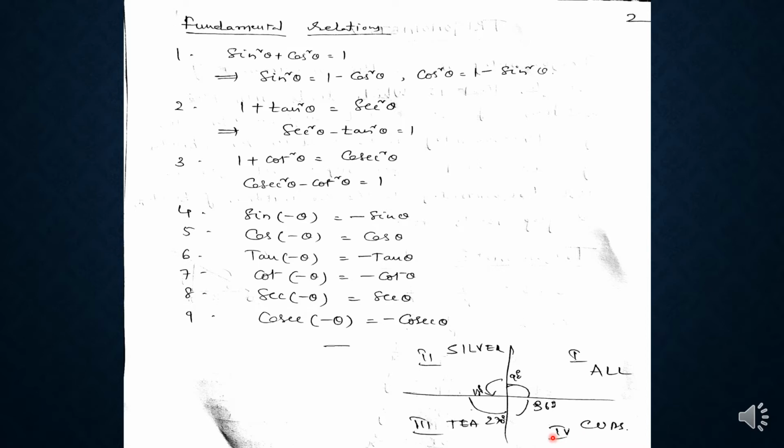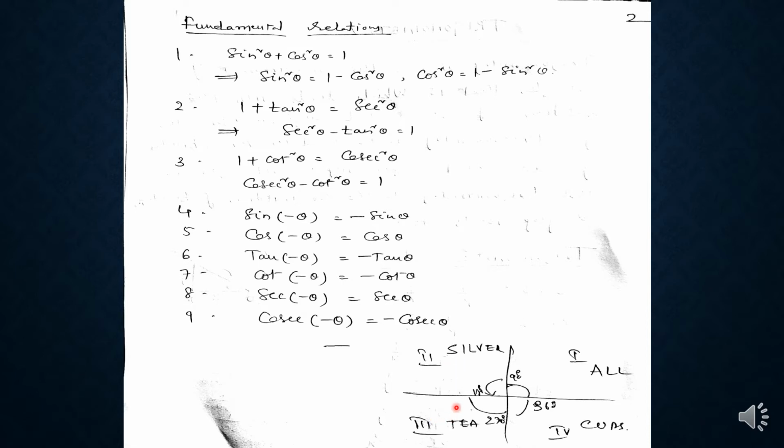In the first quadrant, all trigonometric ratios are positive. From 0 to 90 degrees, all trigonometric ratios, sine, cos, tan, cot, secant, cosecant, are positive. In the second quadrant, when the angle is from 90 to 180 degrees, sine and its reciprocal, cosecant, these two are positive, the remaining ratios are negative. That means sine and cosecant are positive, cos, secant, tan, cot are negative.